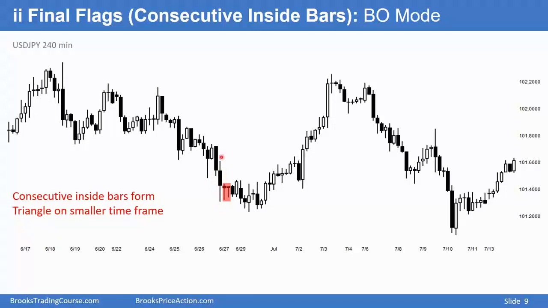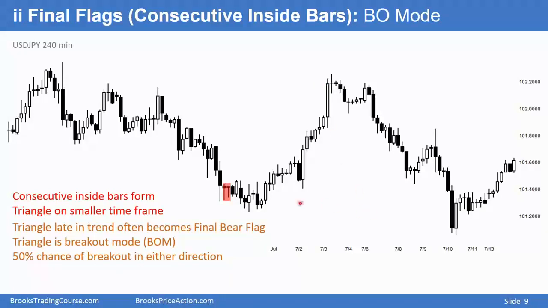We did get a second leg down, leg 1, pullback, leg 2, but this became the final bear flag in this bear trend, and it led to a reversal up. Any kind of a triangle, even an II pattern, is a triangle on a smaller time frame chart. Any kind of a triangle late in a trend can become the final flag. It's a breakout situation. We got a bull breakout that failed, a bear breakout that reversed up twice and led to a swing up.